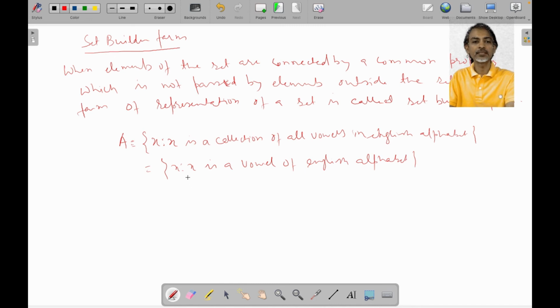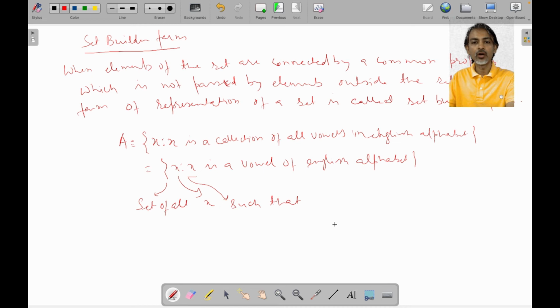So your X is kind of a variable which changes every time you want to list out an element. So we read it like this. This part is read as "set of all" and this part is read as X, and we read this as "such that". So how you read the entire thing is: set of all X such that X is a vowel of English alphabet. So this rule is defining that X, the variable, is such that it's a vowel of English alphabet.